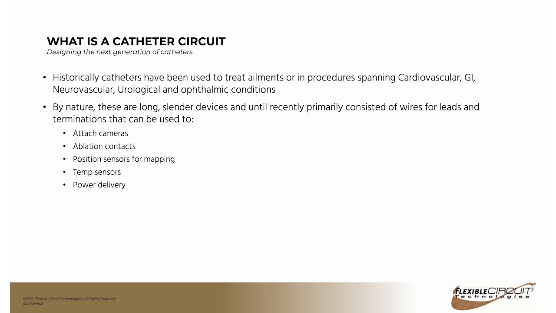Historically, catheters have been used to treat ailments and procedures from cardiovascular, GI, neurovascular, urological, and ophthalmic conditions. I did a little Googling this morning, and the first heart-focused catheters were used on animals in the 1700s. I was pretty surprised to see that. And on a human in 1929. So catheter type stuff has been around an awful long time. It became more popular in the 40s, and then catheter-based interventions and procedures became popular in the late 70s.